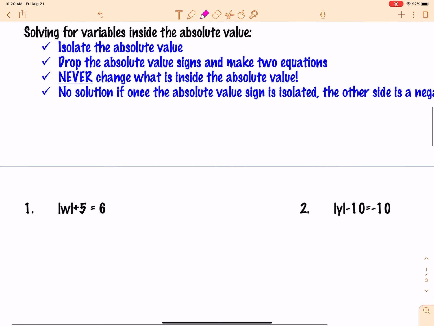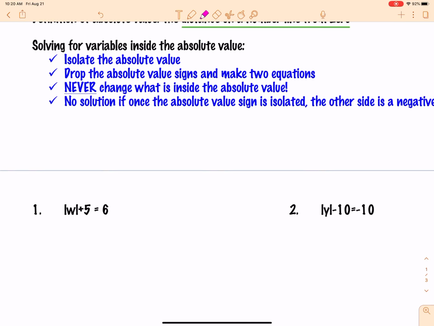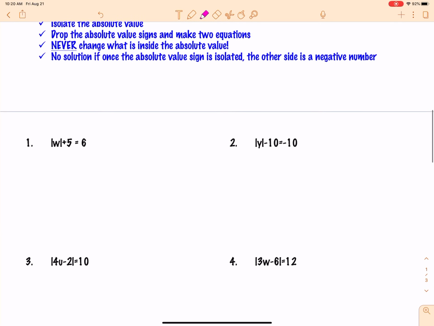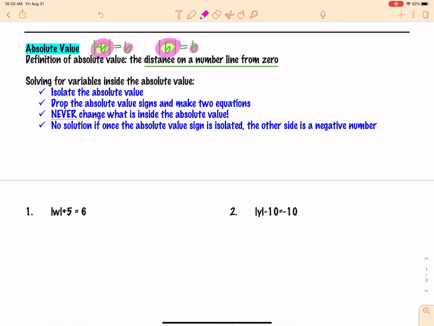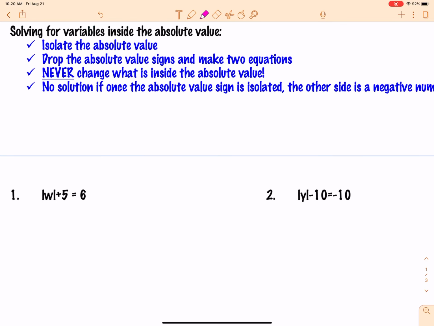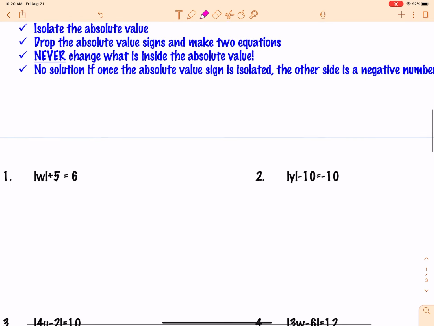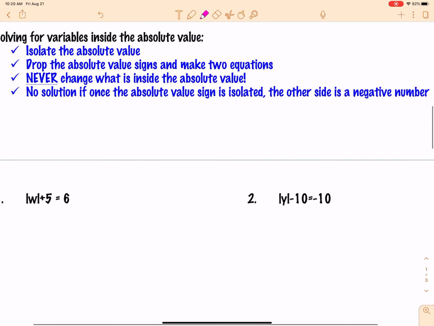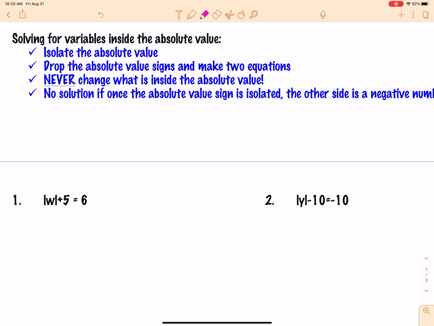So for solving for variables inside an absolute value, here's what we have to do for today. You're given equations that have absolute values in them. The first step is to isolate the absolute value, meaning get it completely by itself on one side. And then we're going to make 2 equations and solve.